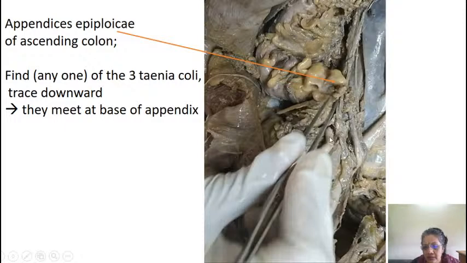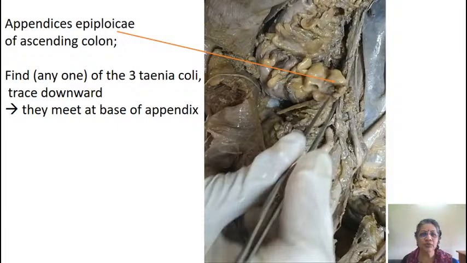This is the one. This is a gloved finger of the operator, and this is the tip of the appendix, and it's going back somewhere till there. That we don't see. But what we are pointing out here is these yellow things are the appendices epiploicae, and if you find the tinea, he's holding on to a band of muscle, this bit. If you find any one of the 3 tinea, there's supposed to be 3 tinea coli, longitudinal bands of muscle. I think Dr.